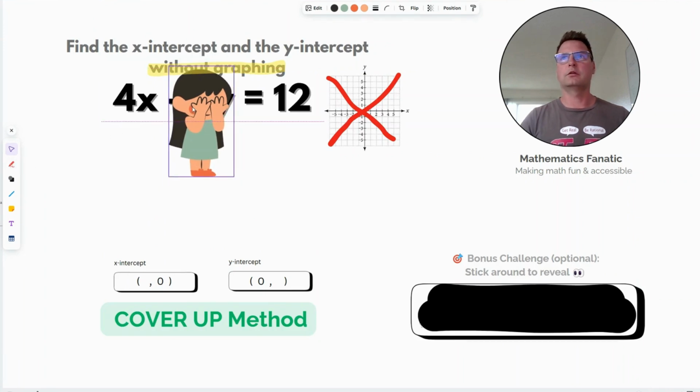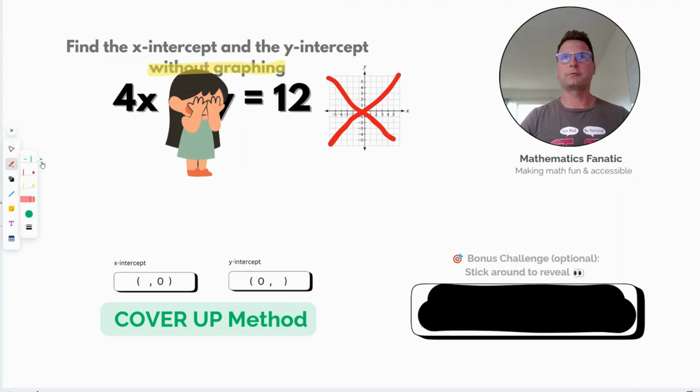Okay. So that leaves us with 4x equals 12. I bet you know how to solve that equation, right? 4 times x, how do we undo that? Divide by 4. Do the same thing to both sides. Balance. And x equals 3. How easy was that, folks?